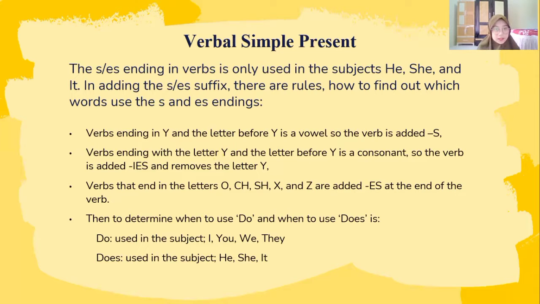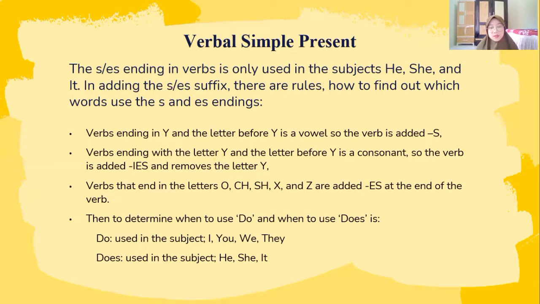And the next one is, verbs that end in the letters o, ch, sh, s, x, z are added es. For example, go menjadi goes. Contoh kalimatnya, She goes to the market every 7 p.m. Watch menjadi watches. Contoh kalimatnya, he watches TV after working.